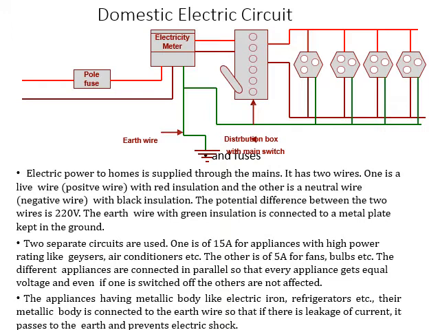For appliances having a metallic body, like electric iron, refrigerators, etc., the metallic body is connected to the earth wire so that if there is leakage of current, it passes to earth and prevents electric shock.